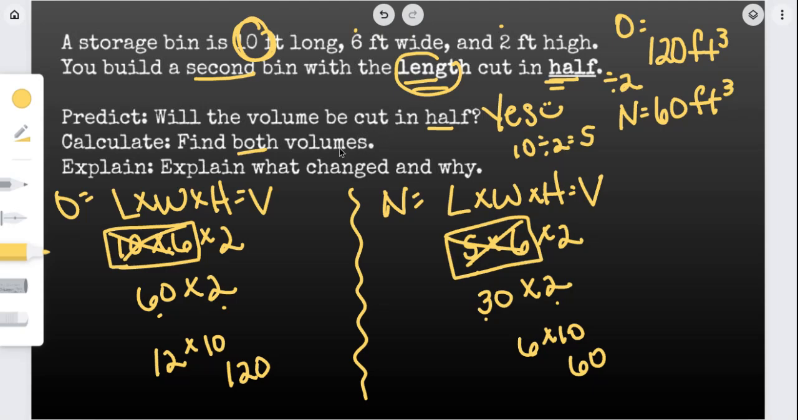Will the volume be cut in half, and what changed and why? Well, I see here I started with that 120, but I'm going to focus on the 12. I ended up with 60. I'm going to look at the 6. Is 6 half of 12? Yes, it is. So 120 is twice as much, or the double of 60. So that means my new volume 60 is half of the original. So what changed? Well, my new volume is half. And why? Because all I had to do was cut the length in half. Changing only the length was enough to cut the volume in half.